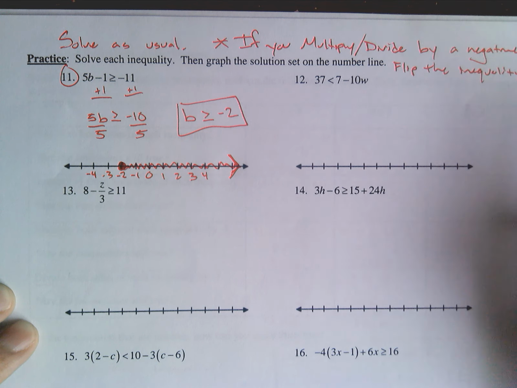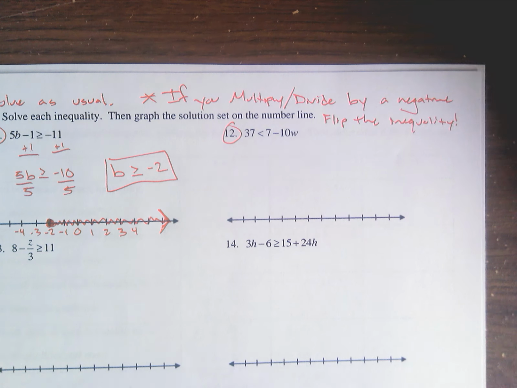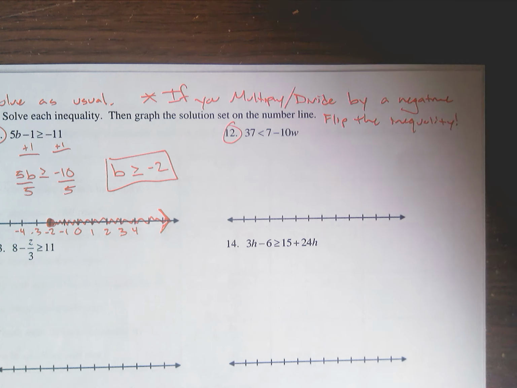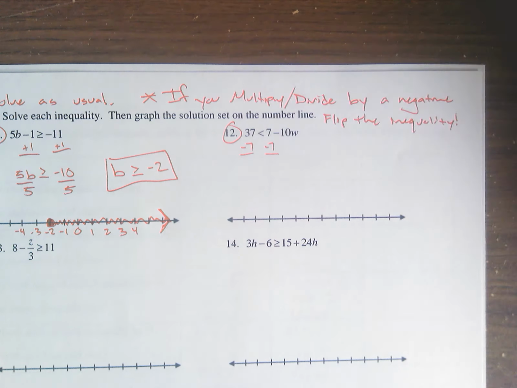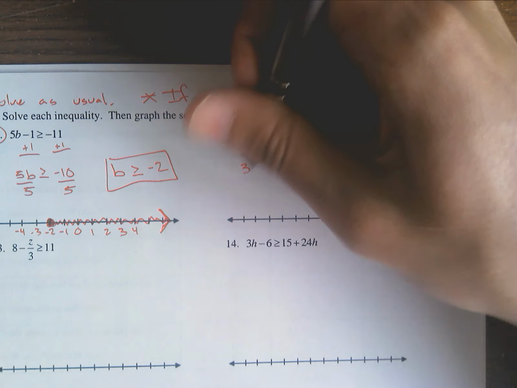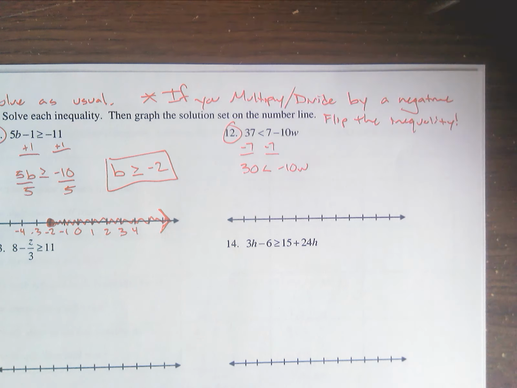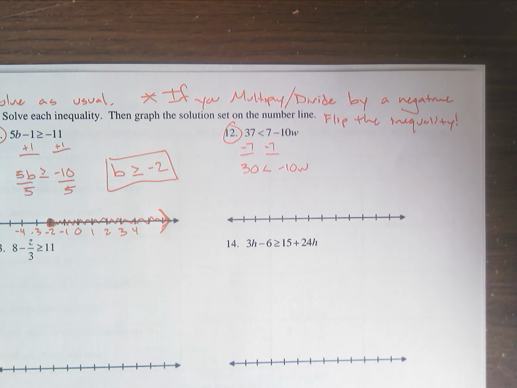Let's try another. Let's do number 12. So we have 37 is less than 7 minus 10w. So the first step here, deal with that addition and subtraction. I'm going to subtract 7 from both sides. And we get positive 30 is less than negative 10w. Again, notice I did not flip the inequality. We're only subtracting 7. We're not multiplying or dividing by a negative.